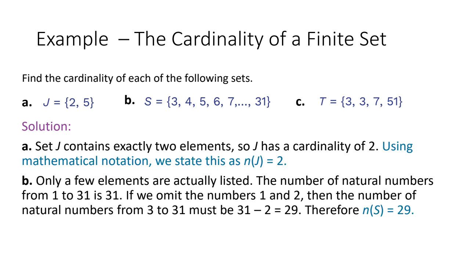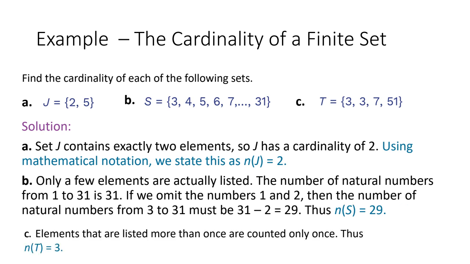The next example, letter C, has T that has 3, 3, 7, and 51. The cardinality of this set is, interestingly, actually 3. This is one of those things that I always like to explain to students: by definition, a set is completely determined by the elements that it has inside. So if we look at example C, even though the 3 is repeated twice, the different elements are only 3, which is 3, 7, and 51.